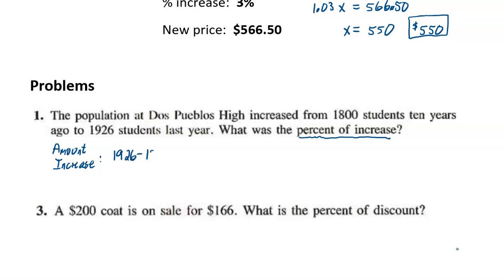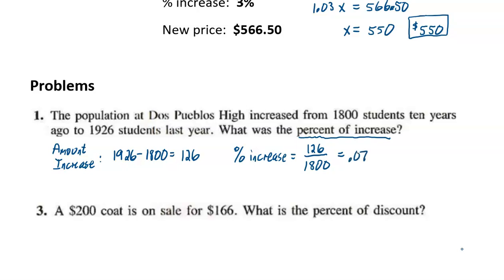1,926 take away 1,800 is how much? 126 students. This high school has increased 126 students in the 10 years. Now we can figure out the percent increase by using the formula. It's the amount of increase, 126 students, compared to the original amount, which was the 1,800, not the 1,926. Let's do this division on a calculator. This is the decimal 0.07.